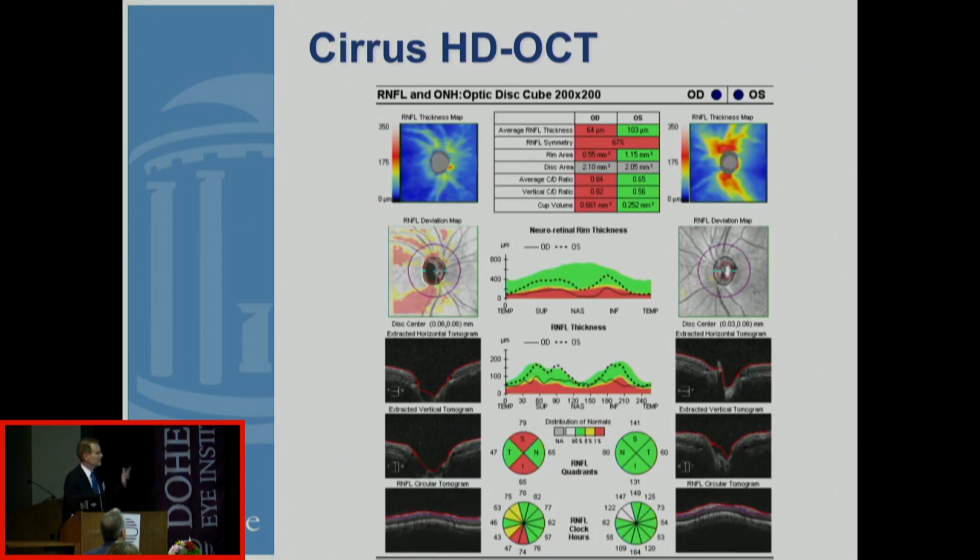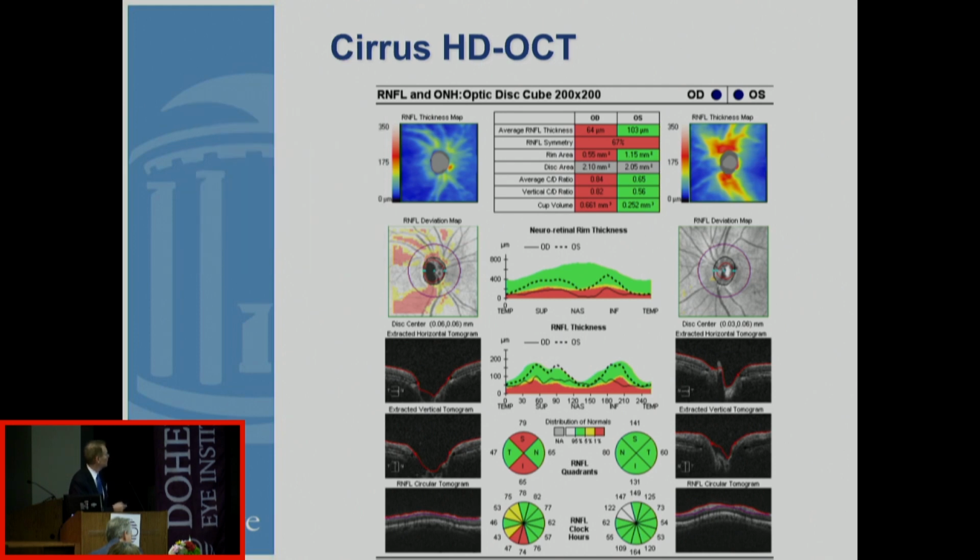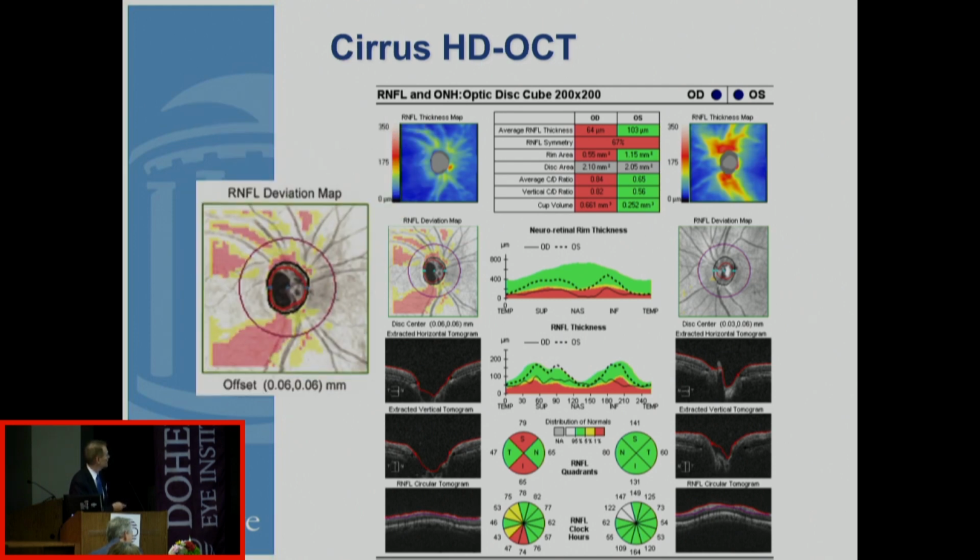So this is a typical printout of a Cirrus OCT in a patient who has glaucoma only in the right eye. And I like to look at the thickness maps and look for asymmetry between the butterfly pattern, which is quite evident in the left eye, but is lost in the right eye. And you can see areas of what are retinal nerve fiber layer defects. But I think they're easier to see in the deviation map.